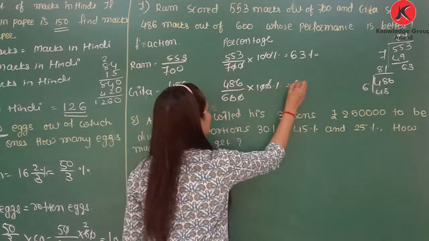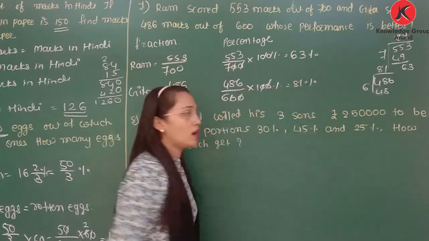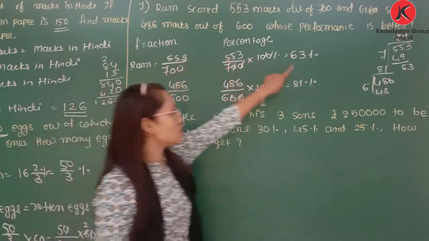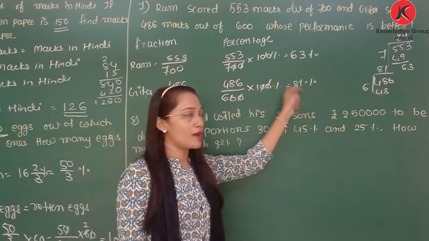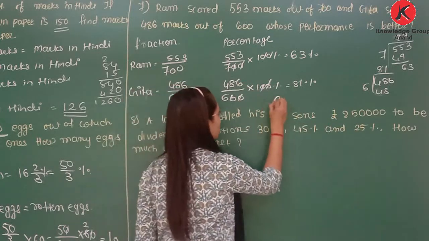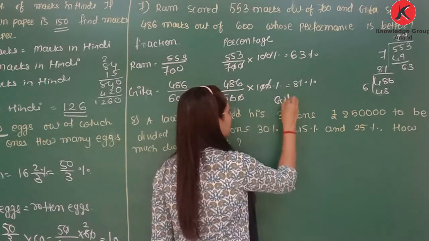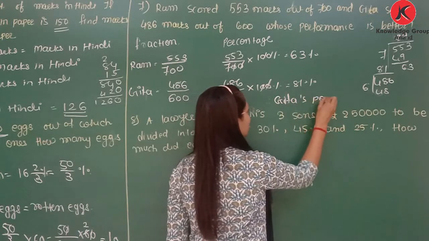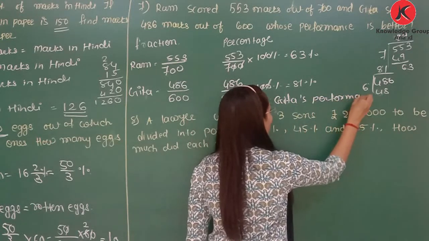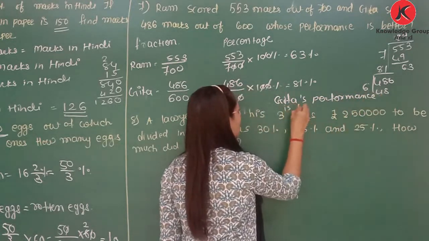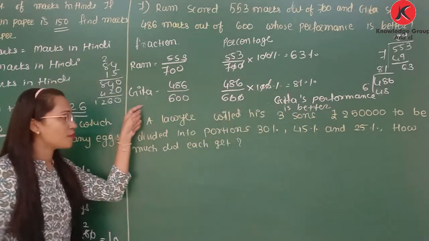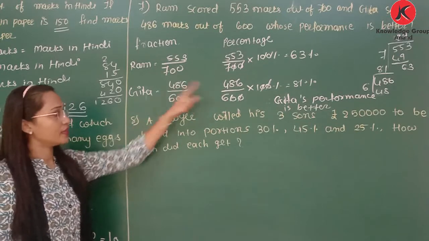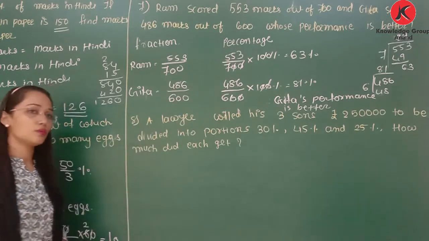So it is 81%. Now Ram got 63% and Geeta got 81%. So whose performance is better? Geeta's performance is better. Clear? So if this kind of example is there, first find the fraction, then find the percentage, and then compare the percentages.